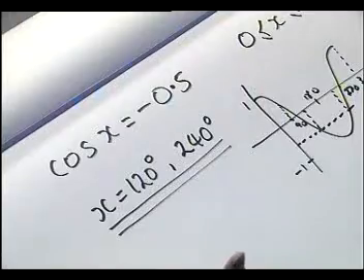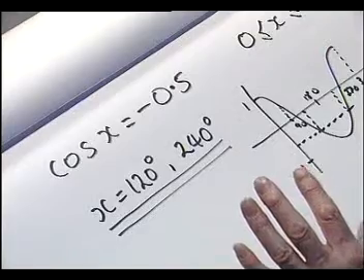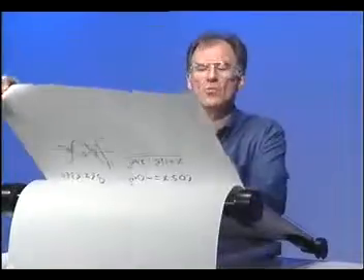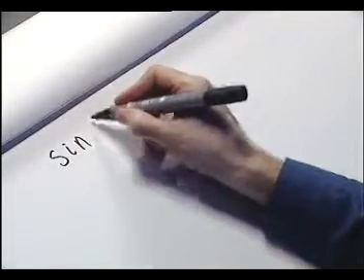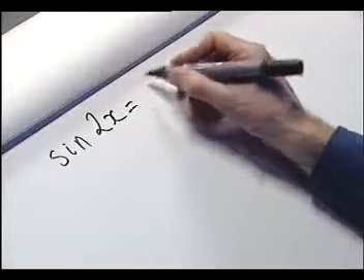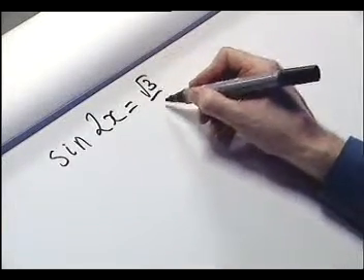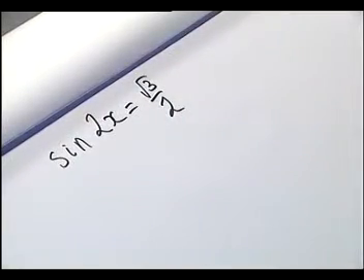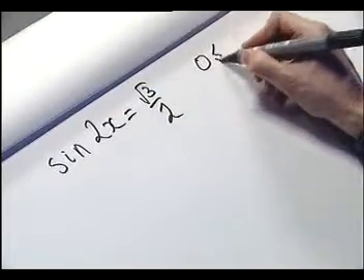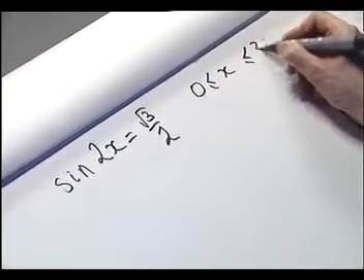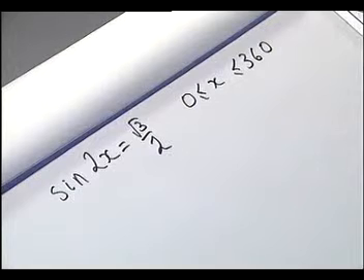Now we're going to have a look at an example where we've got what we call a multiple angle. So instead of just being cos of x or sine of x, it's going to be something like sine of 2x or cos of 3x. So let's begin with sine of 2x is equal to root 3 over 2. And again, we'll take x to be between 0 and 360.